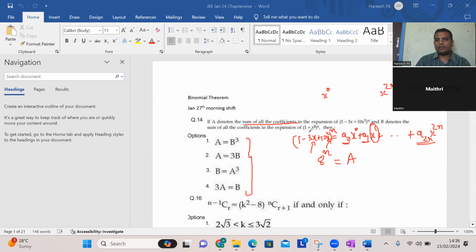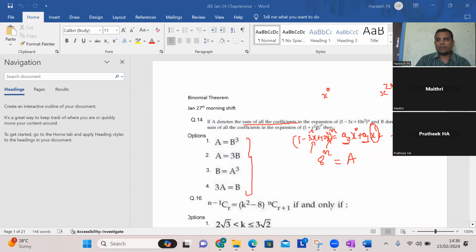And now here, when you substitute x as 1, what will we get? We'll get 2ⁿ, that is capital B. Now 8 can be written as (2³)ⁿ, or I can also write it as (2ⁿ)³. So what is the relation between both? B³ is equal to A. Is it clear? So what is the learning? Whenever they say sum of all coefficients, what do we need to do? We need to put x equal to 1.